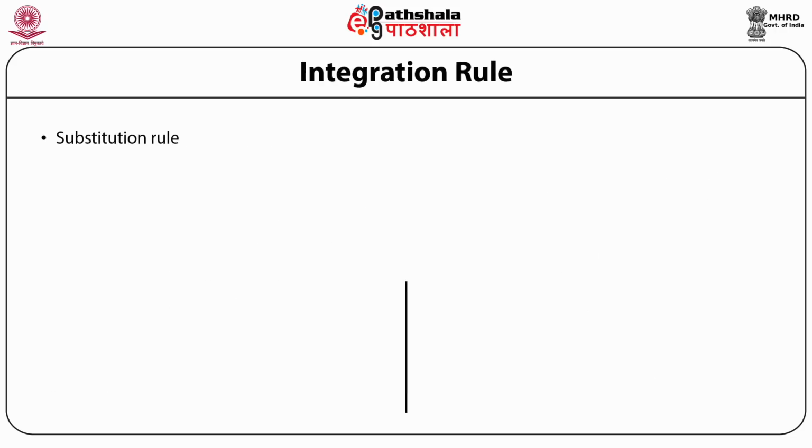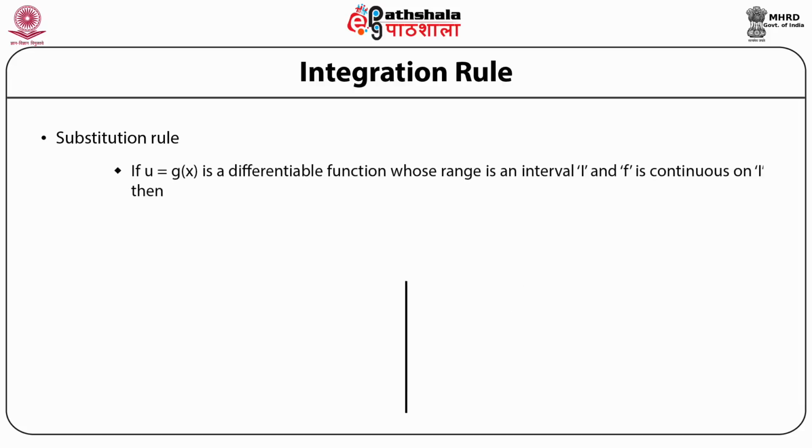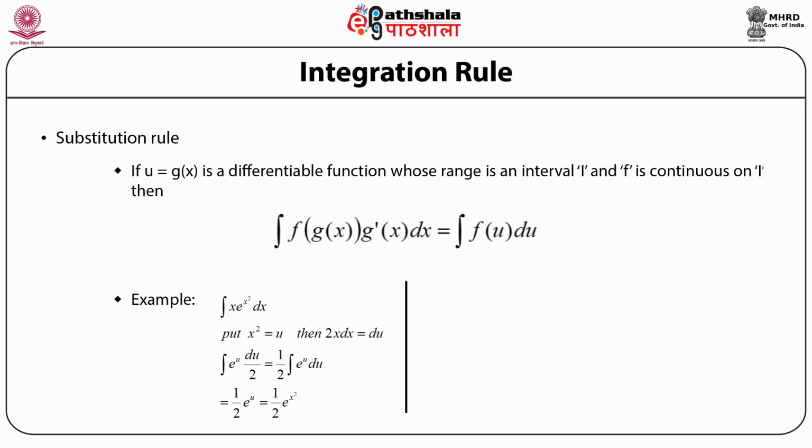Substitution rule: if u is equal to g of x is a differentiable function whose range is an interval I, and f is continuous on I, then the integral of f of g of x into g dash of x dx is equal to the integral of f of u du. Example: integral x into e power x squared dx. Put x squared is equal to u, then 2x dx is equal to du.